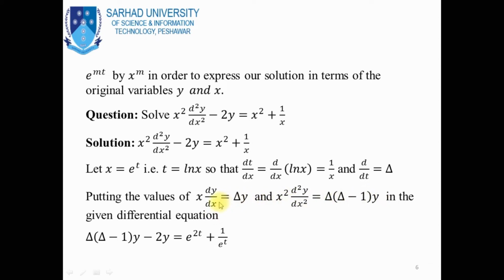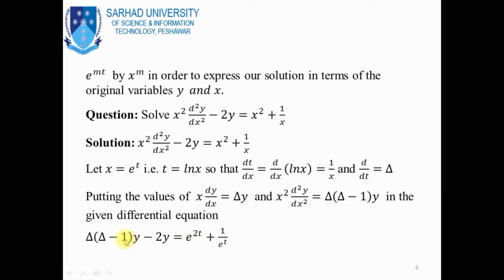Putting these substitutions in the given differential equation, you see over here x square d square y divided by dx square is equal to delta into delta minus 1 into y, minus 2y as it is, and x square is equal to e power 2t because x is equal to e power t. So x square is equal to e power 2t plus x is equal to e power t, so 1 over x is equal to 1 over e power t.